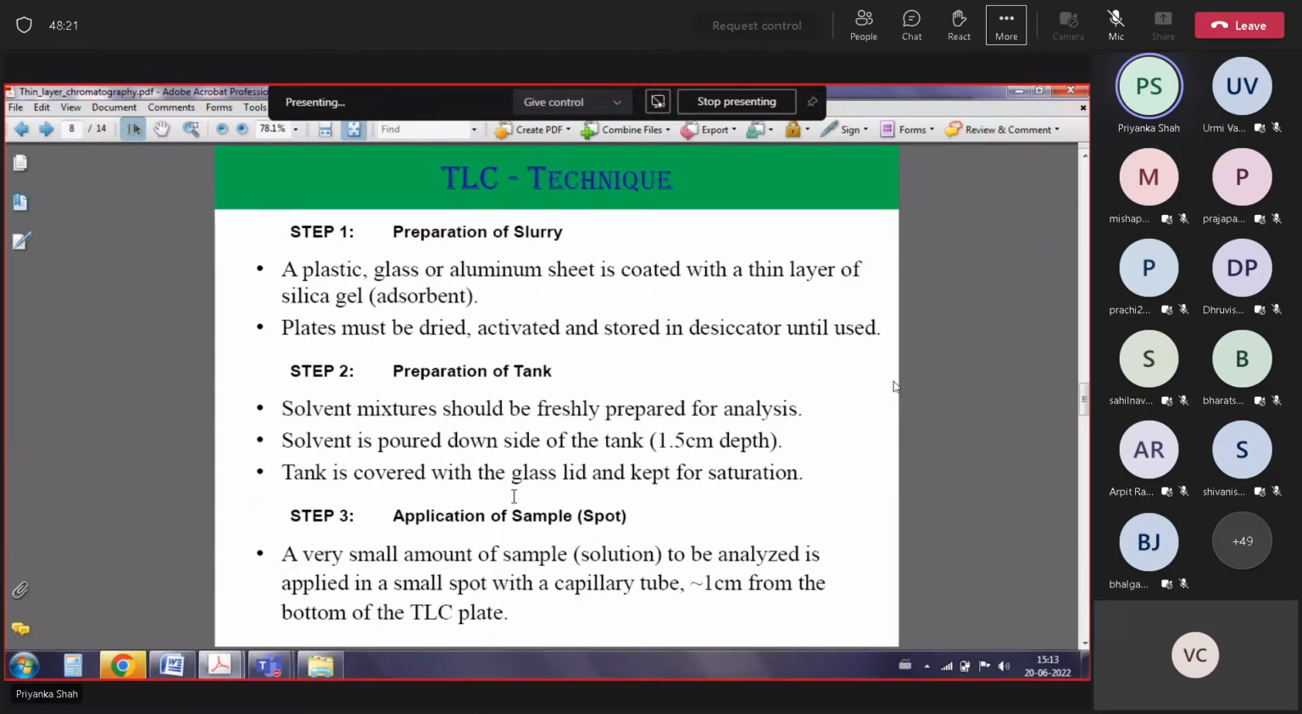After that, the preparation of the saturation chamber, you can call it the preparation of the tank, where you will fill your mobile phase. Solvent mixtures should be freshly prepared for analysis. Now the solvent is poured into the bottom of the tank, approximately to a 1.5 centimeter depth, and the tank is covered with a glass lid and kept for saturation, right? In the third step, application of the sample means spotting of your sample. A very small amount of the sample solution to be analyzed is applied as a small spot with a capillary tube, 1 centimeter from the bottom of the TLC plate.